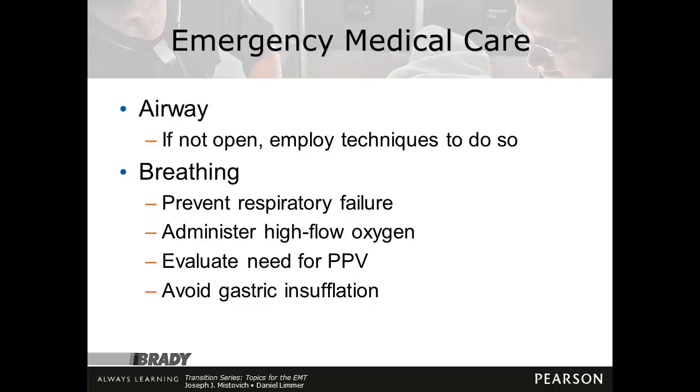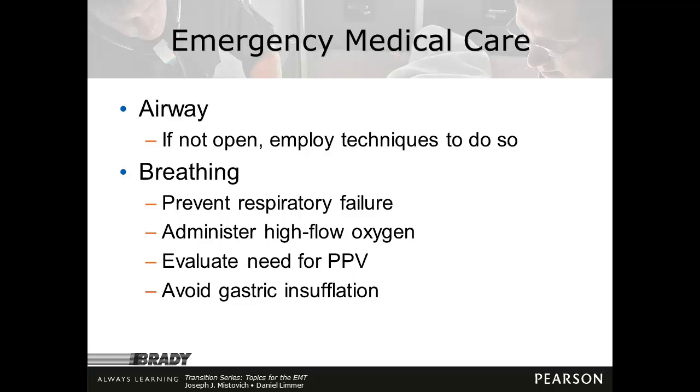If the airway is not open, employ techniques to open it. Support the patient's breathing to prevent respiratory failure. Administer high-flow oxygen and evaluate the need for positive pressure ventilation with a bag valve mask. Use only as much pressure as needed to ensure chest rise and fall.